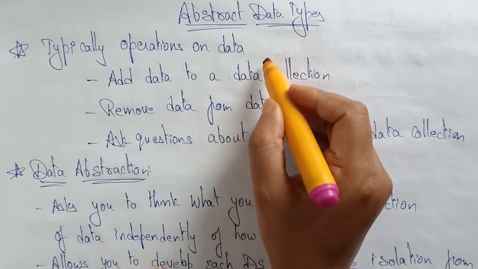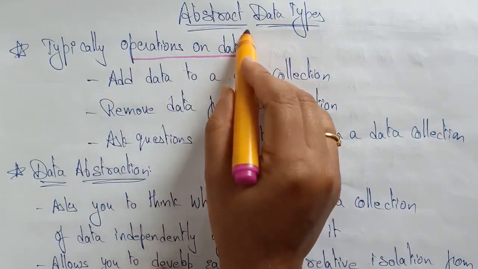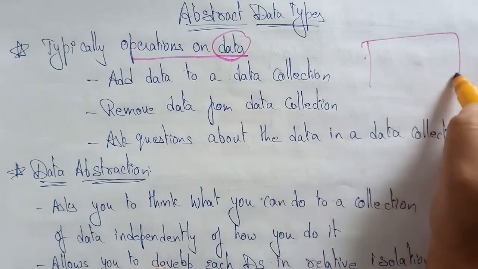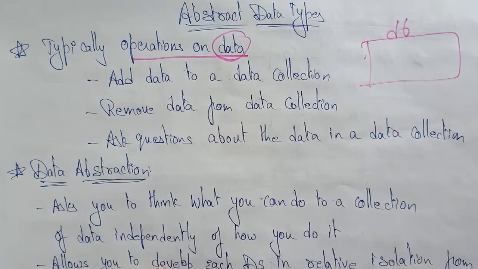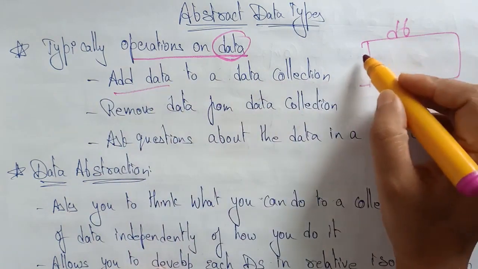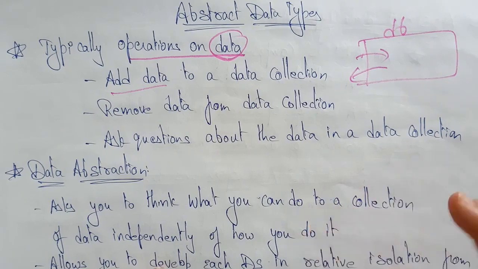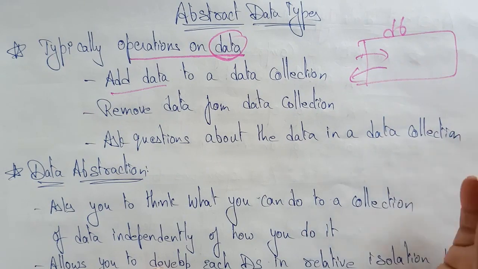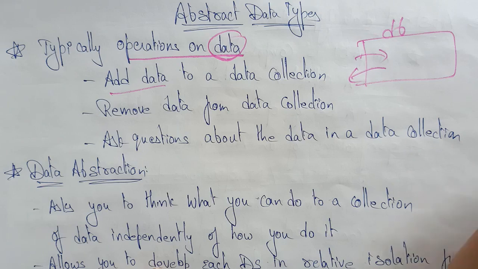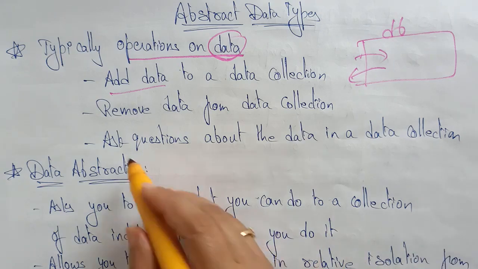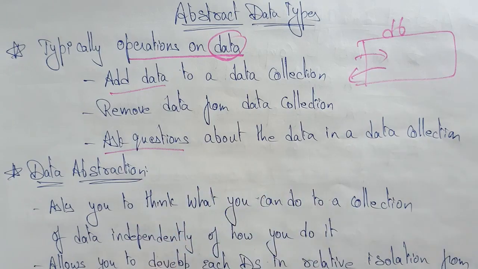Typically, think about operations on data. You are having some data in your database. So what type of operations can we do on data? Generally we can add data to the data collection. If you want, you can remove data from the collection, or you can ask questions about the data, meaning I want only this particular information, or a group of related information. Other than that you can't do anything. Either you can remove, add, or ask questions on the data.